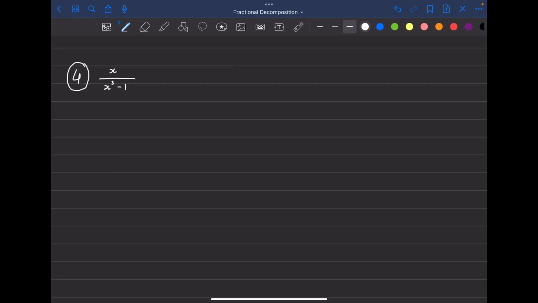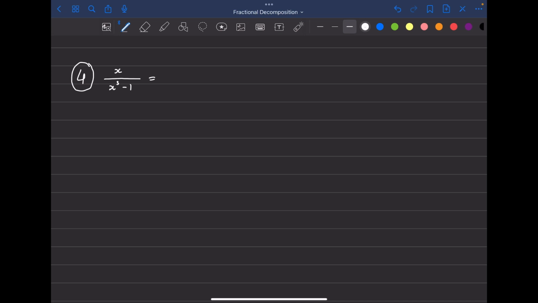So for the last question of the video, first we have x over x cubed minus 1. For this question, we must notice that x cubed minus 1 can be factored into x minus 1 times x squared plus x plus 1. You should know this as a cubic factoring rule. Go back to kind of review those if you find trouble getting that. But yeah, so this should give us x over x minus 1 times x squared plus x plus 1.